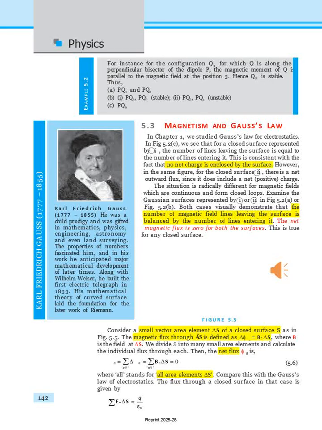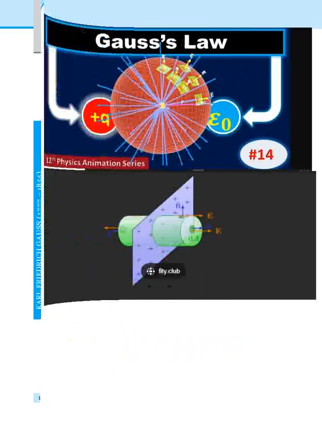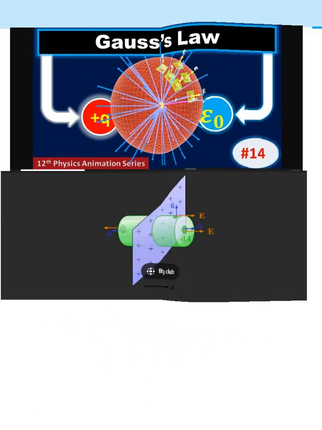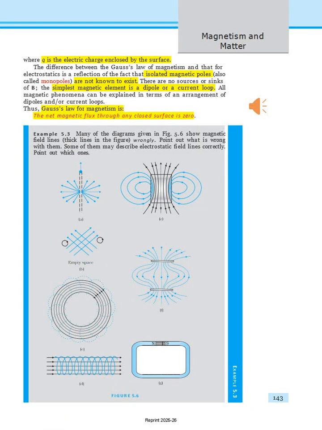Consider a small vector area element ΔS of a closed surface S as in Figure 5.5. The magnetic flux through ΔS is defined as Δφ equals B·ΔS, where B is the field at ΔS. We divide S into many small area elements and calculate the individual flux through each. Then, the net flux φ is given by equation 5.6, where 'all' stands for all area elements ΔS. Compare this with Gauss's law of electrostatics. The flux through a closed surface in that case is given by the following equation, where Q is the electric charge enclosed by the surface.